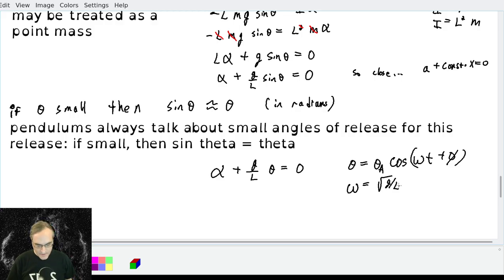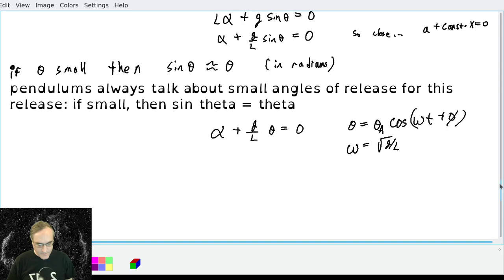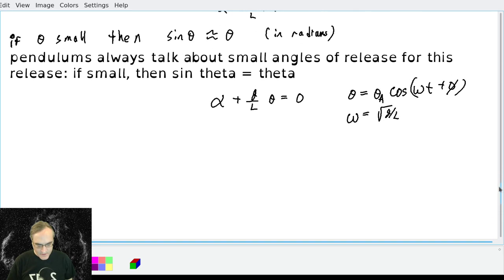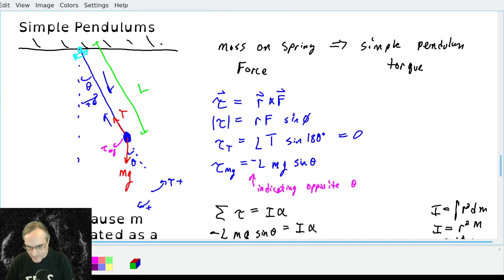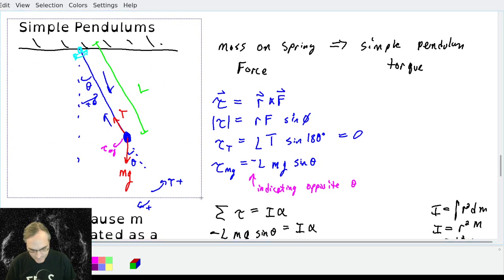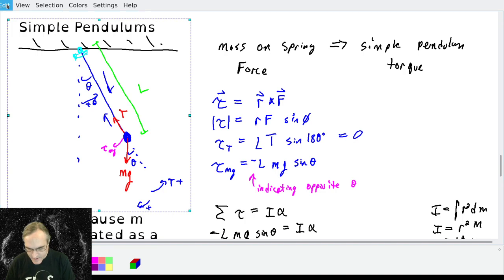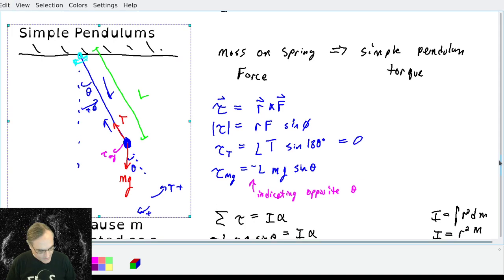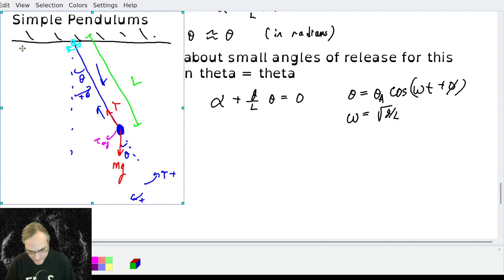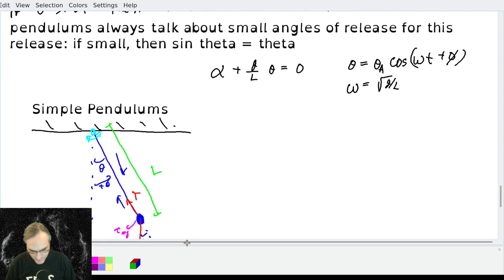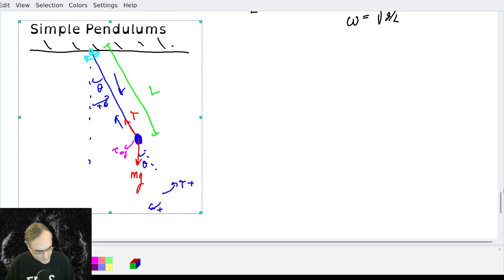Okay. So that's what we get for simple pendulums. I'll actually make a duplicate of this part and we'll summarize at the bottom here. Copy. Paste, move it down so there's plenty of space around it.